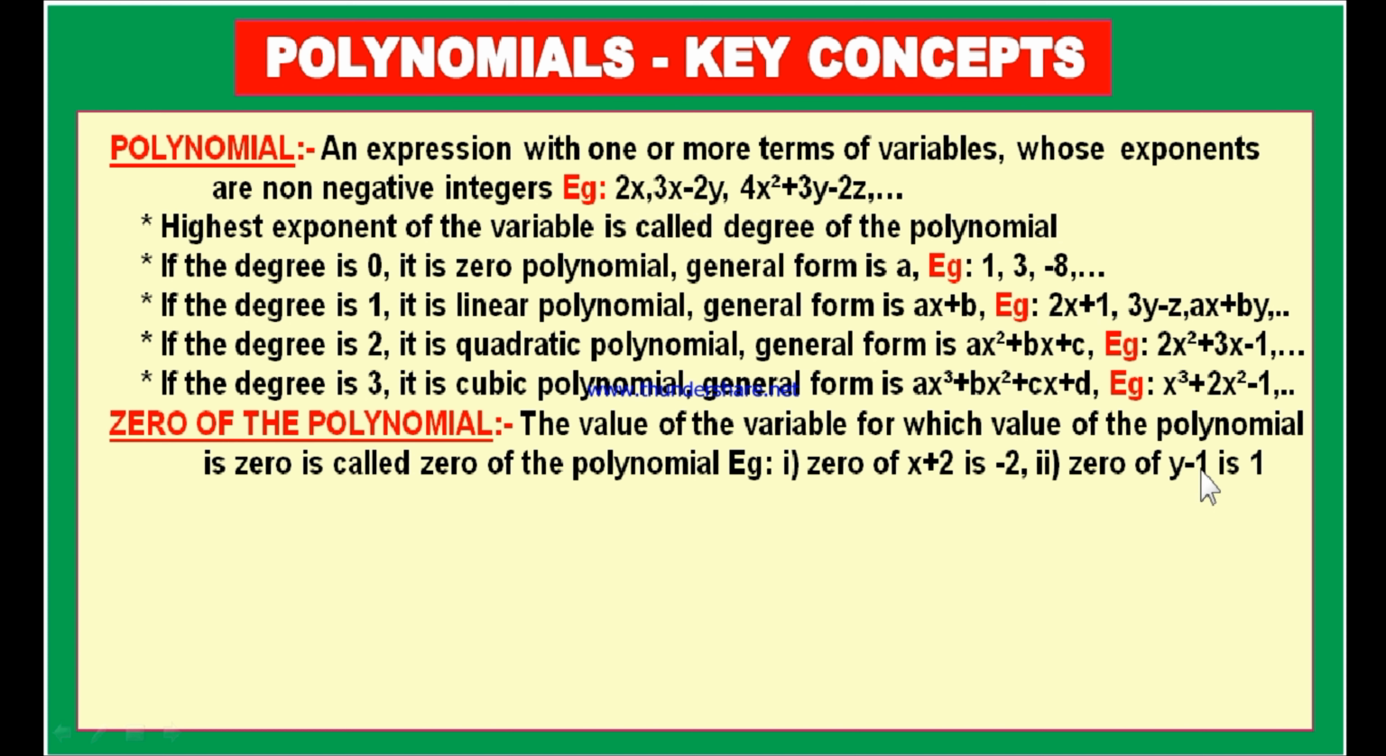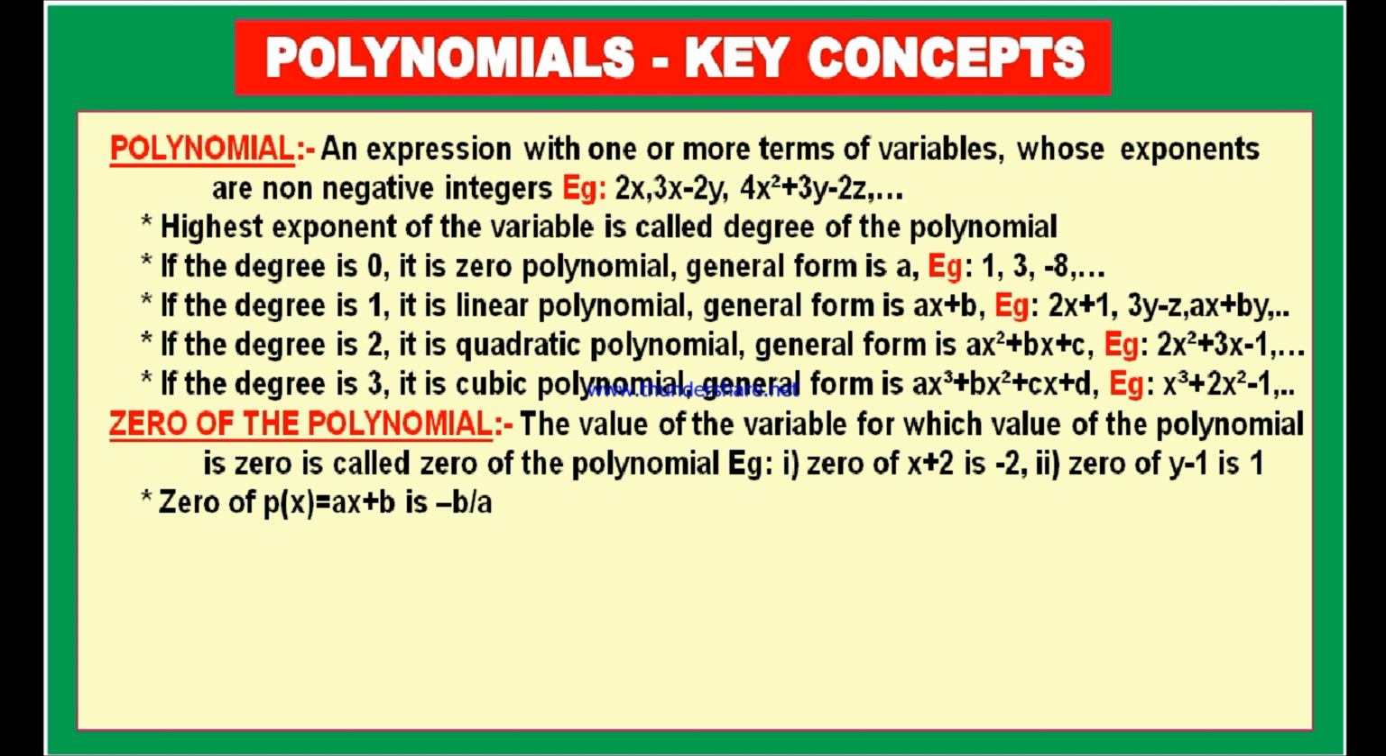y minus 1 is a polynomial in which the variable is y. If we substitute y is equal to 1, if we write 1 in the place of the variable, then 1 minus 1 is 0. Therefore, value of the polynomial becomes 0 when the variable is 1. Therefore, this 1 is called zero of the polynomial y minus 1.